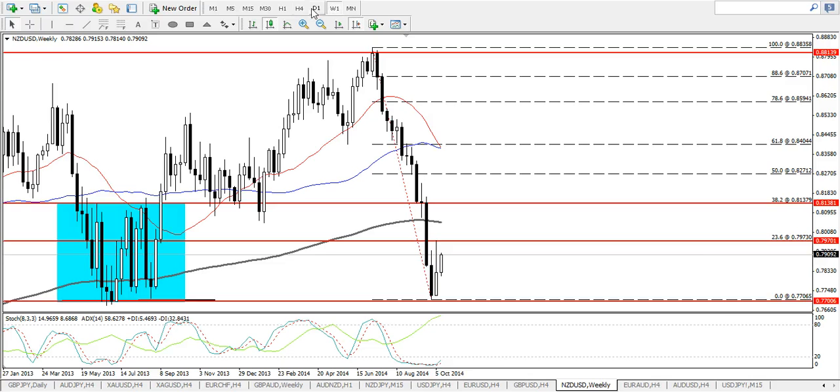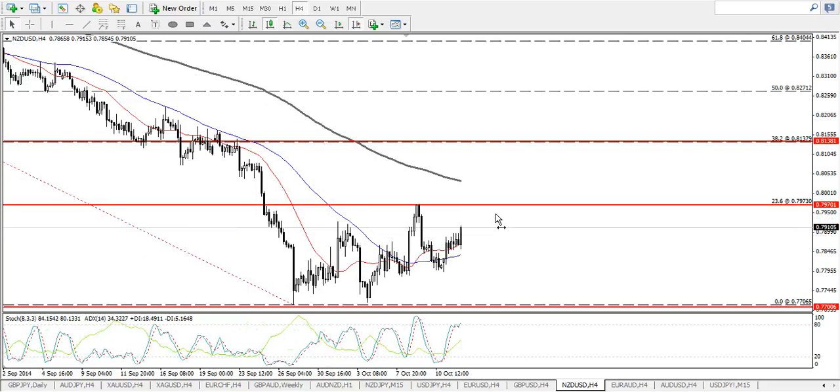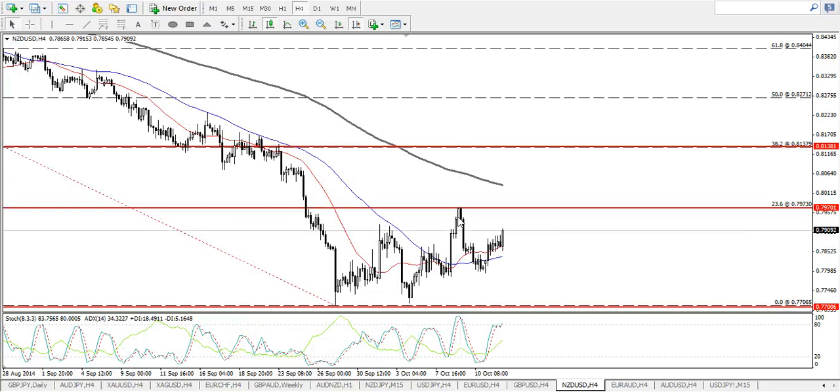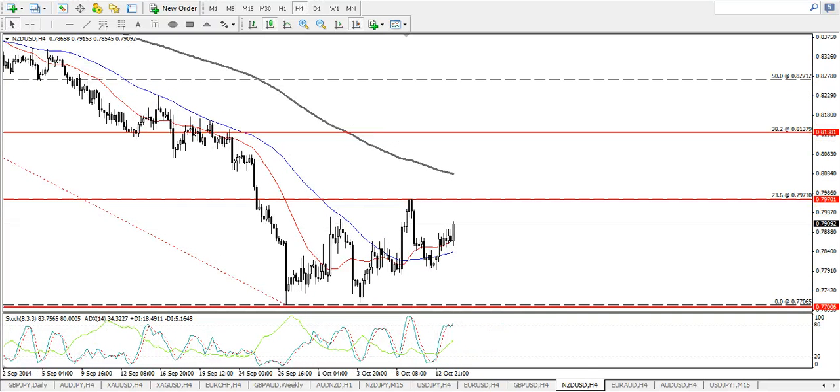Right, but of course the very first level we can look at right now is the price of 0.7973, which is the previous high in the minor trend that is rebounding upwards. Alright, that's for Kiwi against the US dollar.